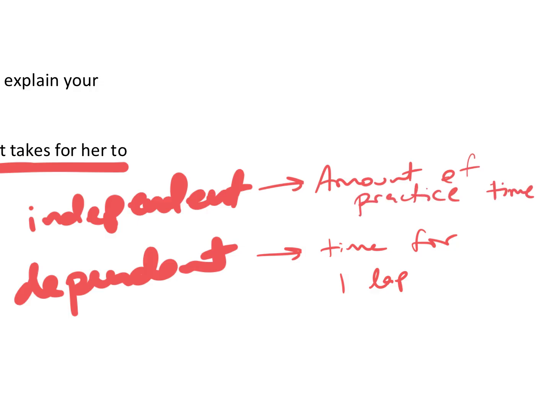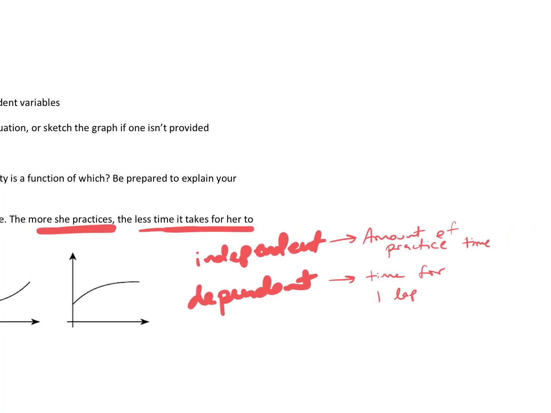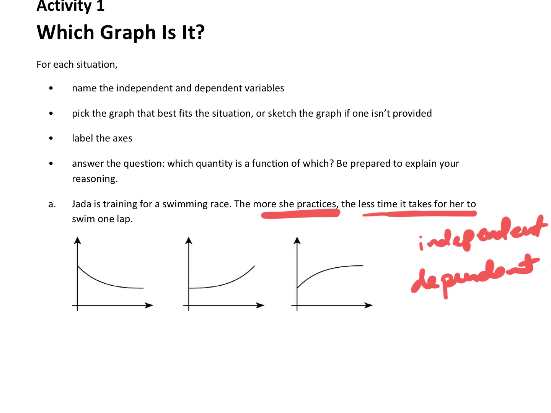So the independent variable is the amount of practice time. The dependent variable, which will hopefully decrease as she practices more, is going to be our time for one lap. Now we needed to choose which graph best suits the situation.